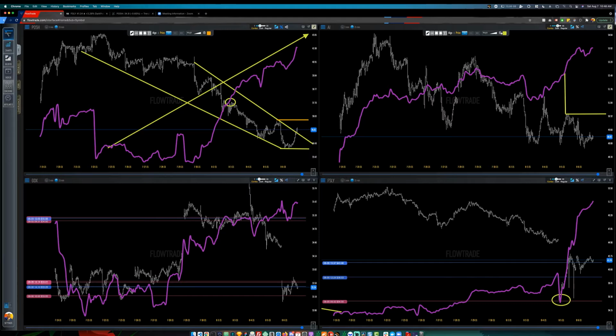What did I do there? Let's try this again. So nice strong uptrending move, little bit of a falling wedge. So we're going to be definitely looking for that falling wedge breakout.